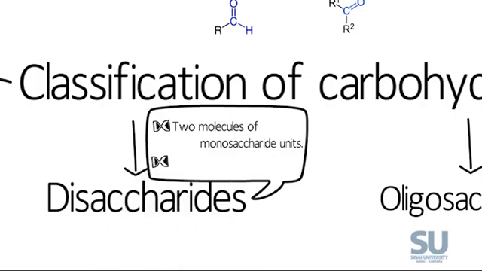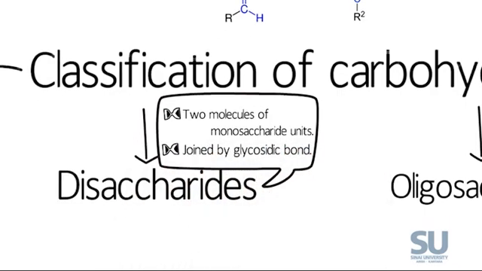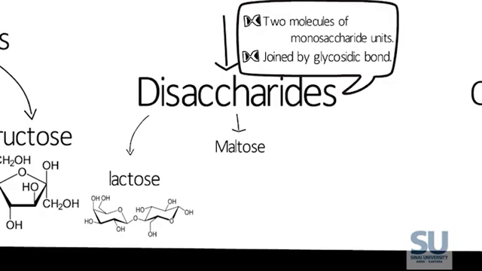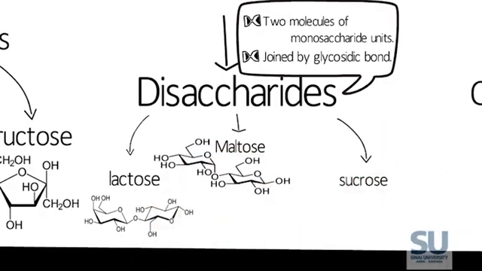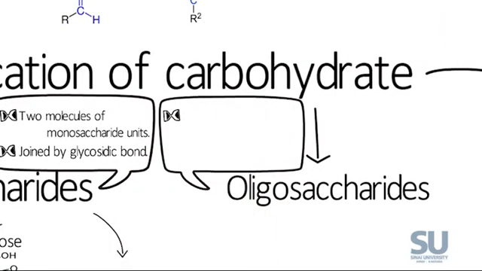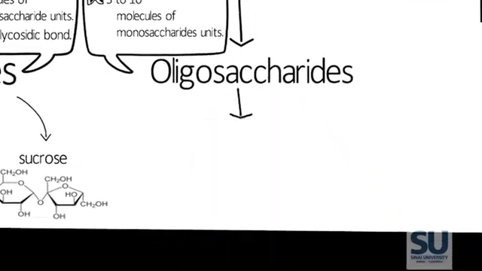The second type of carbohydrates is the disaccharides that contain two molecules of same or different monosaccharide units joined by a glycosidic bond. For example, lactose, maltose, and sucrose.